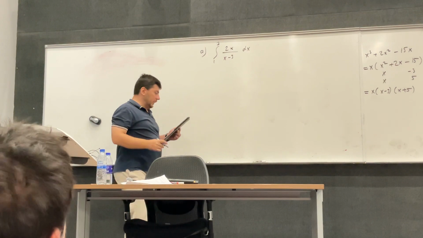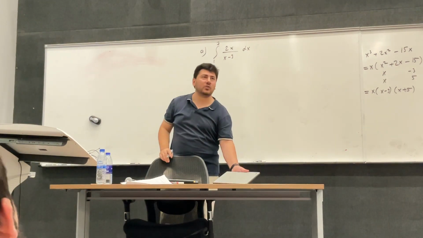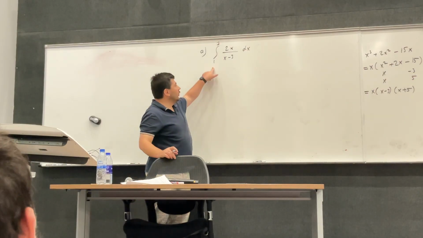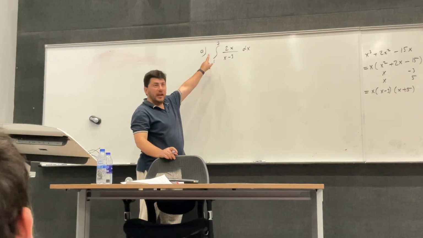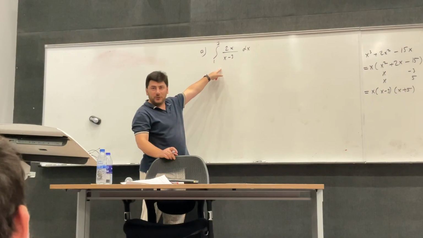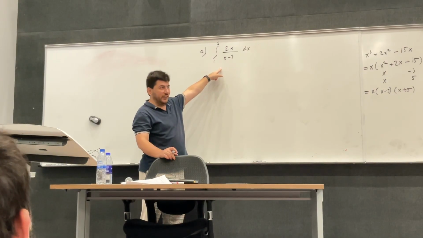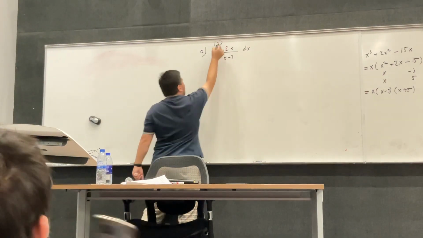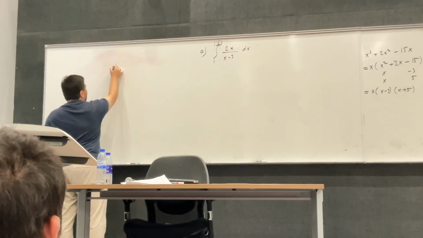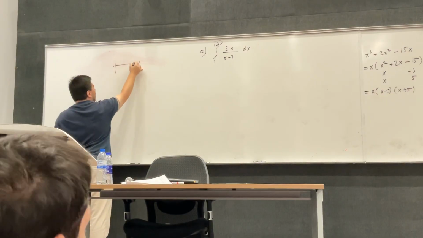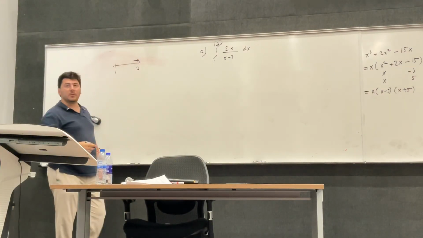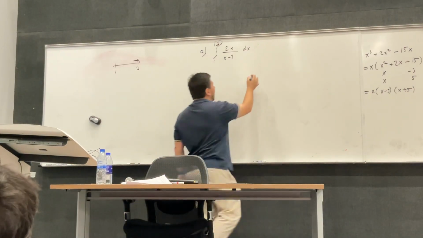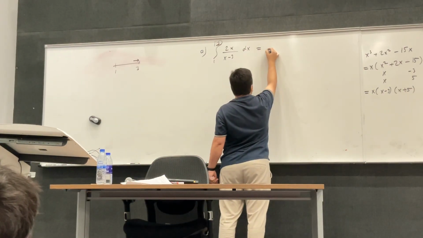Now, this integral has an issue. What is the issue here? It has a discontinuity. Where is the discontinuity? At 3. So we have to be careful when x goes to 3, since 3 is the right endpoint. This integral is from 1 to 3, so I can only approach 3 from the left side. Therefore, this integral is an improper integral.